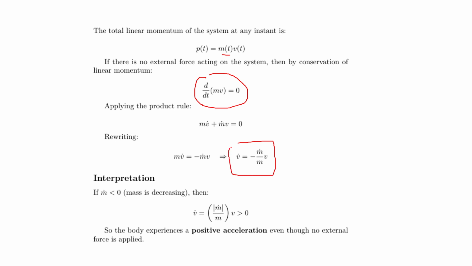Now since the system is losing mass, m dot will be negative. So negative and negative will become overall positive. So v dot equals minus m dot by m into v, and this quantity is greater than 0. So we can say that we are getting acceleration. So far so good. But this equation is not fully correct.